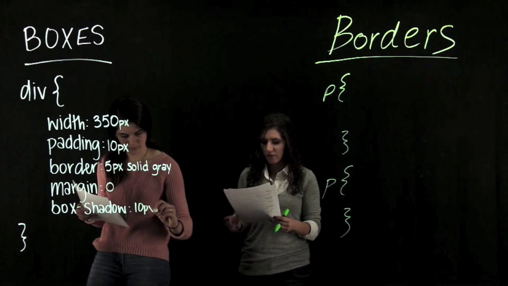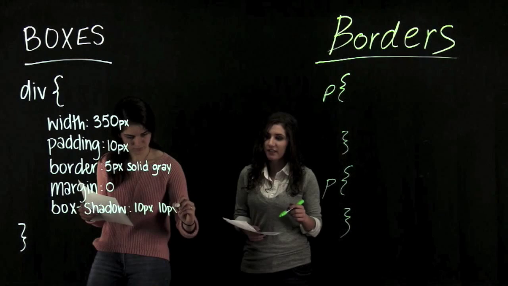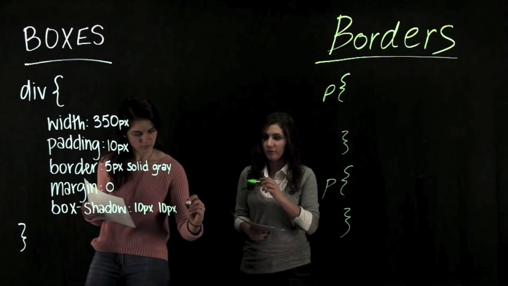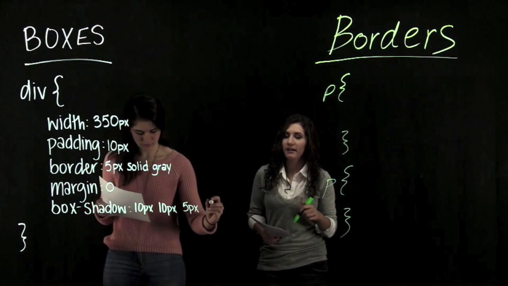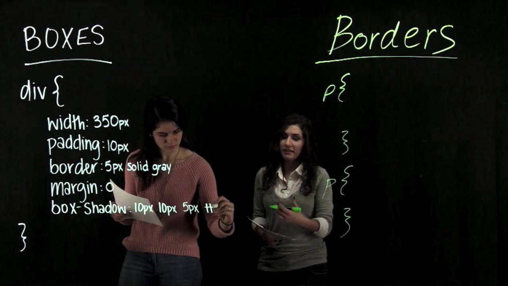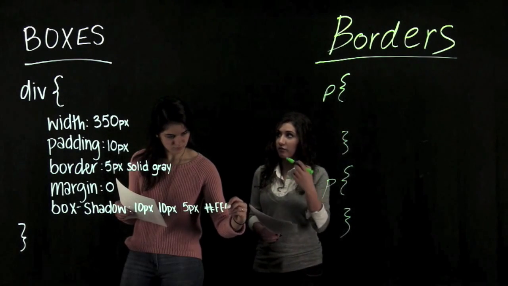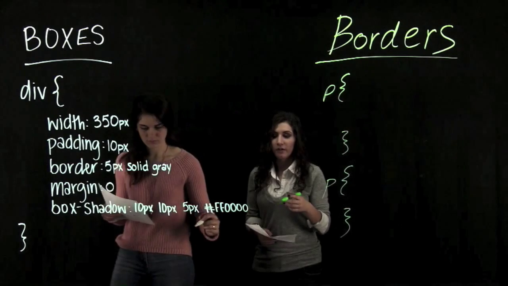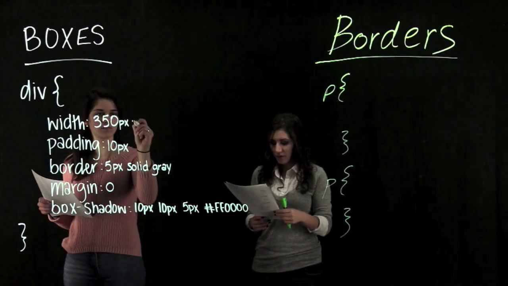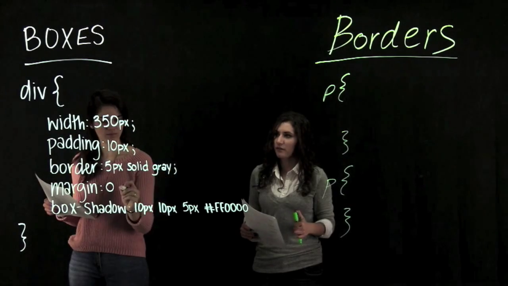And box shadow is another unique customization. In this case, we'll have the 3 dimensions, so it's 10 by 10 by 5. And then in this case we're using a hexadecimal color designation. So this will be a box with a gray border and a red shadow. And then it would have these pixel designations.